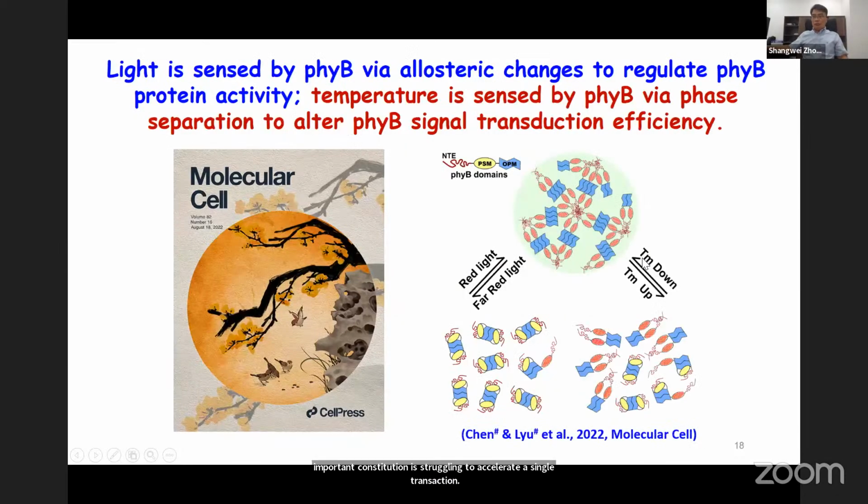So in summary, in this study, we found that light is sensed by 5B through conformation changes to regulate the protein activity of 5B. But temperature is sensed by 5B through the phase variation to regulate the 5B signal transduction efficiency. So through these two mechanisms, 5B can sense light and temperature at the same time, but also 5B can distinguish light and temperature.